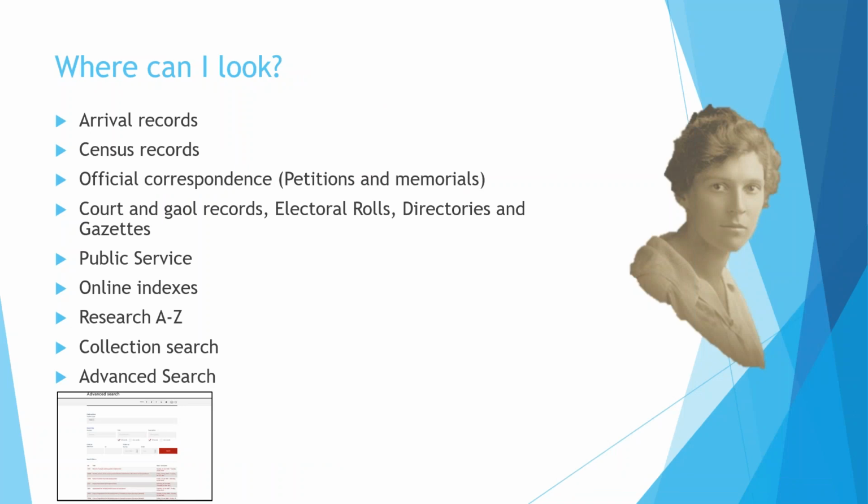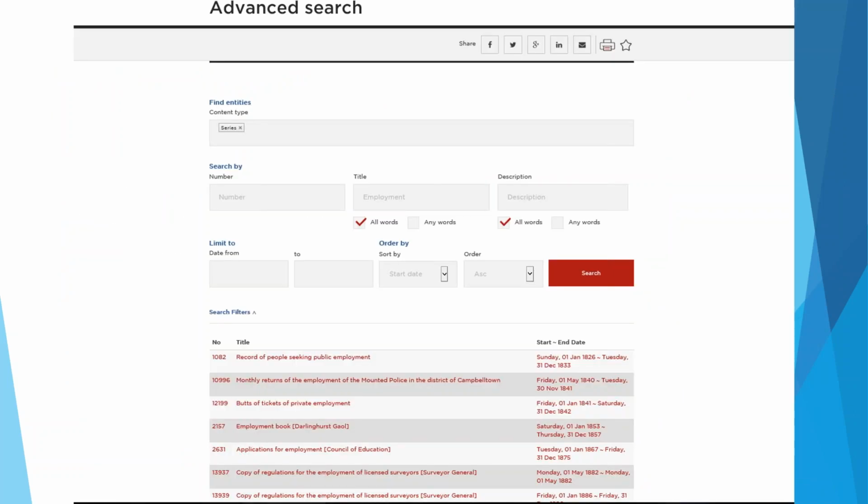Advanced search, although not for the faint of heart, is actually the most powerful tool you have for drilling down into an archive. If you notice at the top in advanced search, I've ticked on series. Then I've put under title, employment. You could also use other keywords like staff, register, or something along those lines to unlock records that may come through as for occupation. If you look down the page, you can see all sorts of employment records, one for Darlinghurst Jail, one for the Council of Education, and so forth.